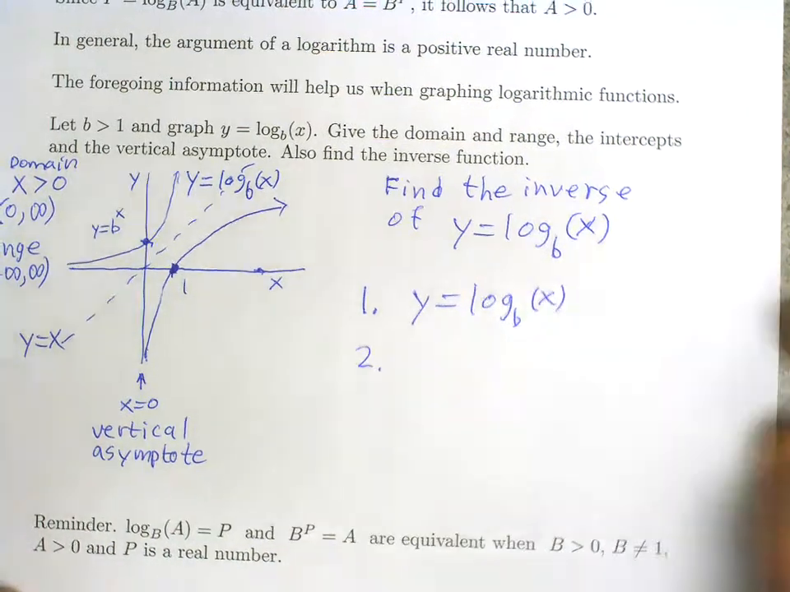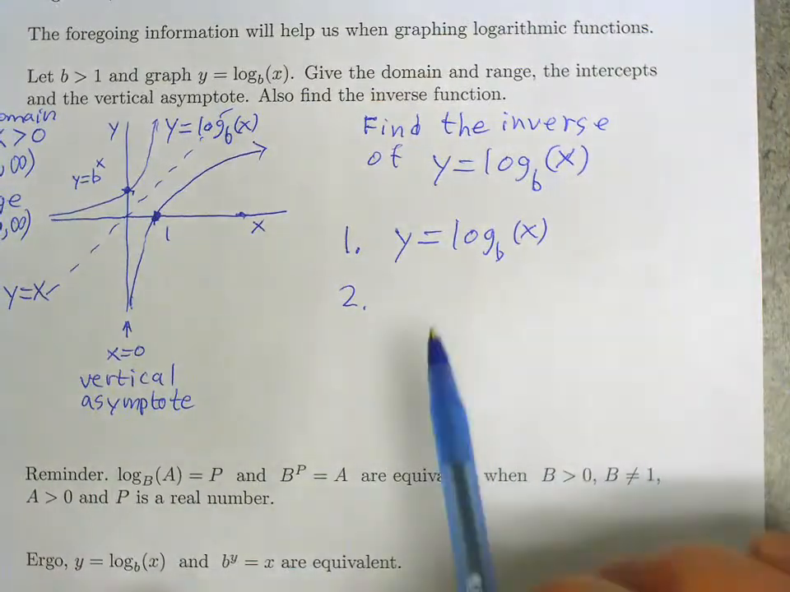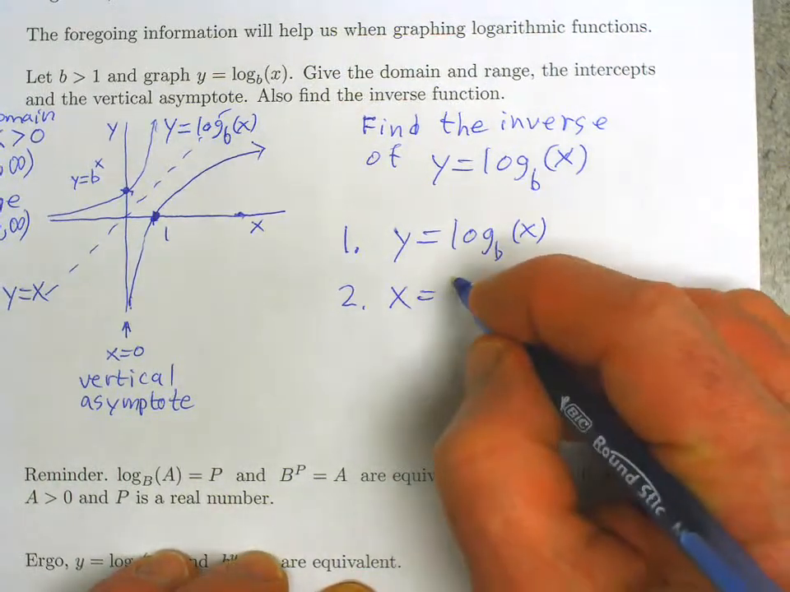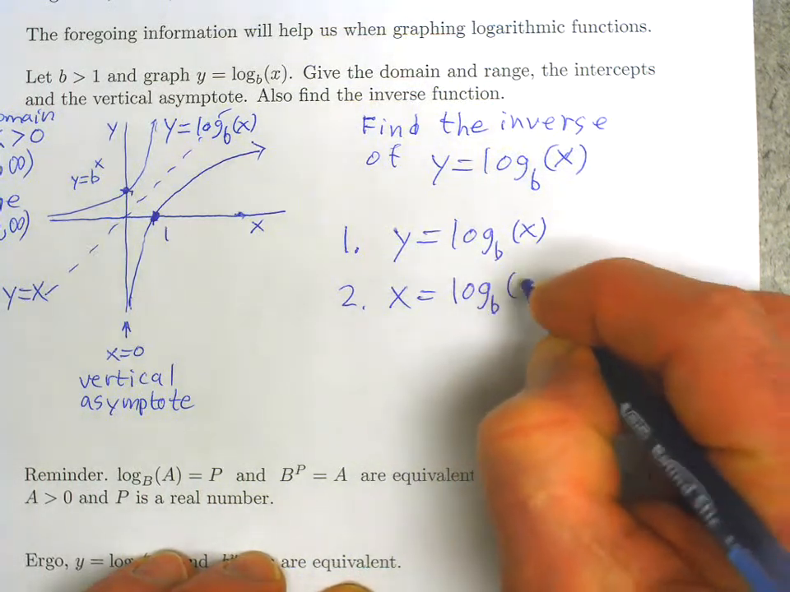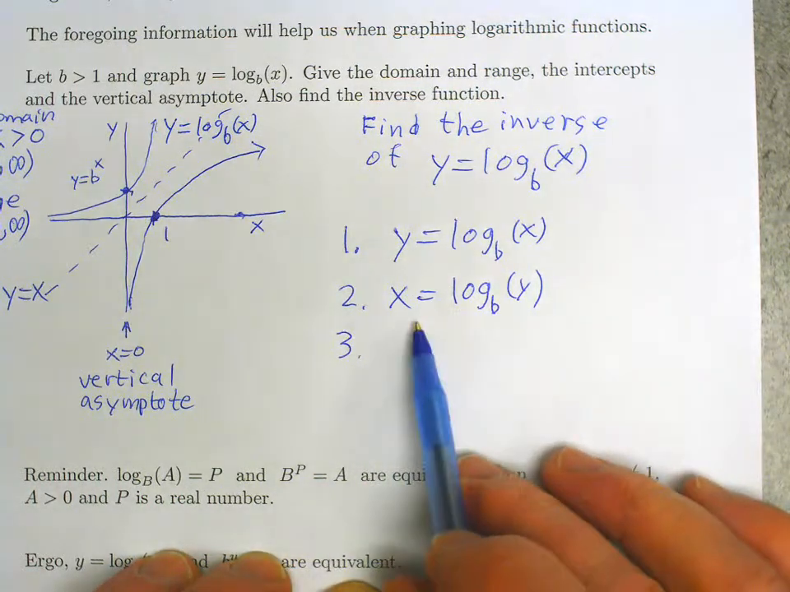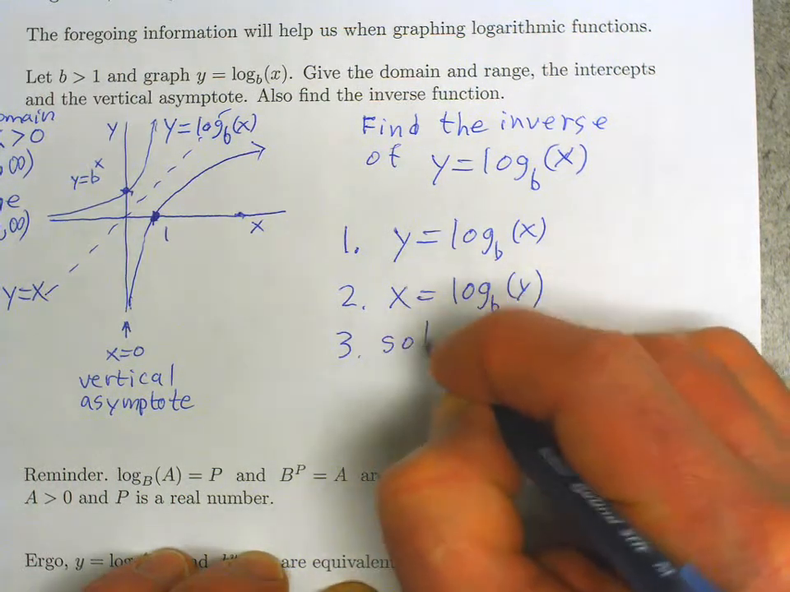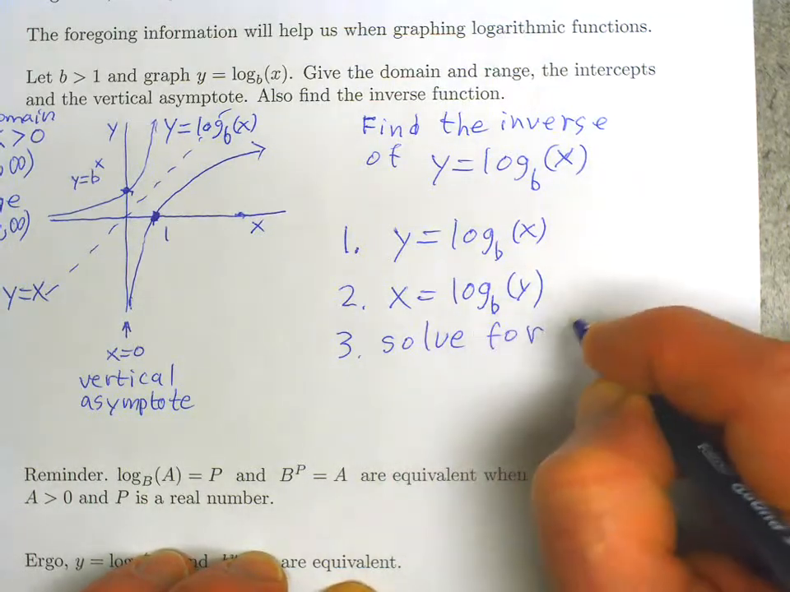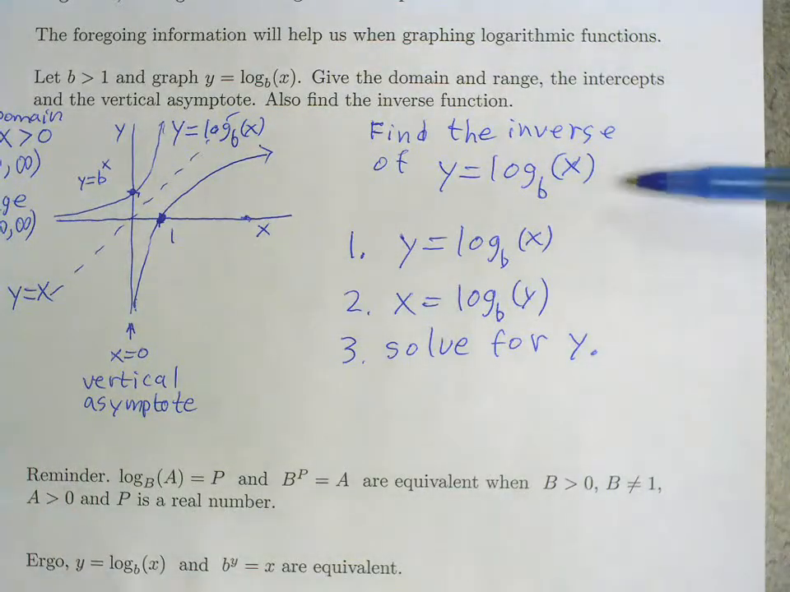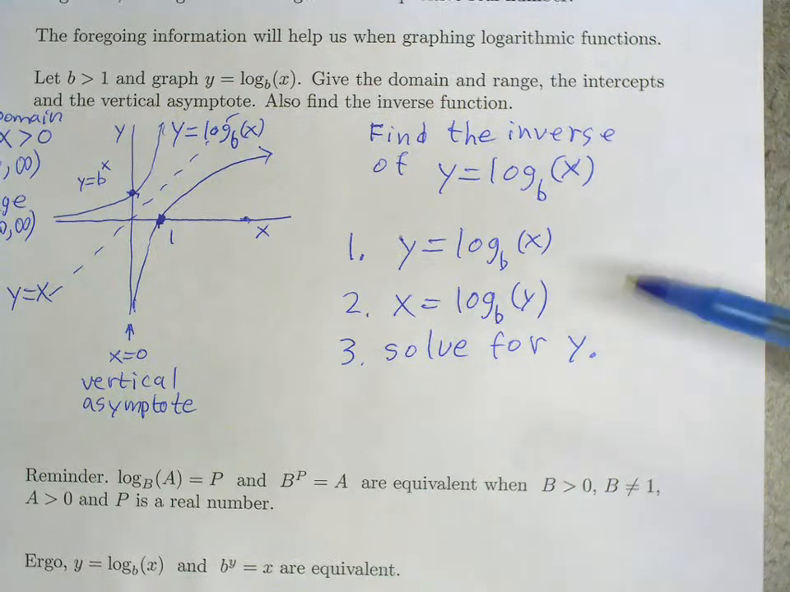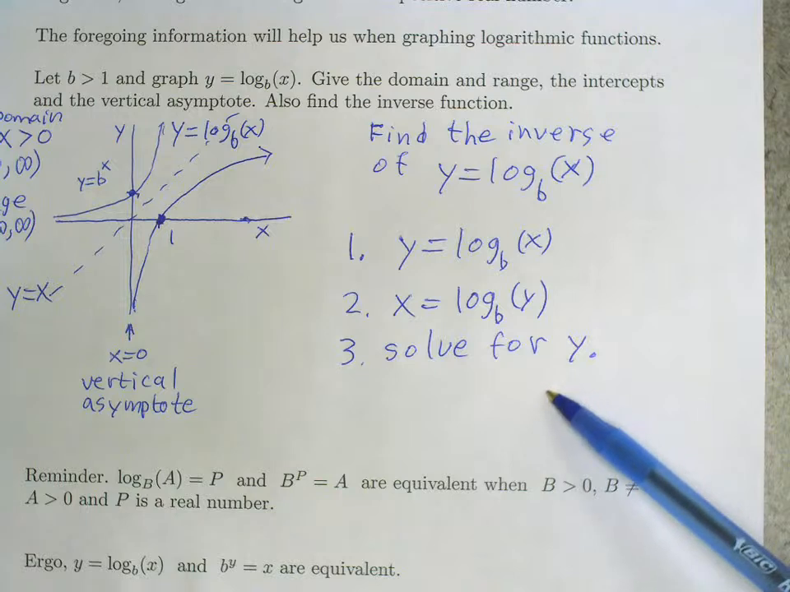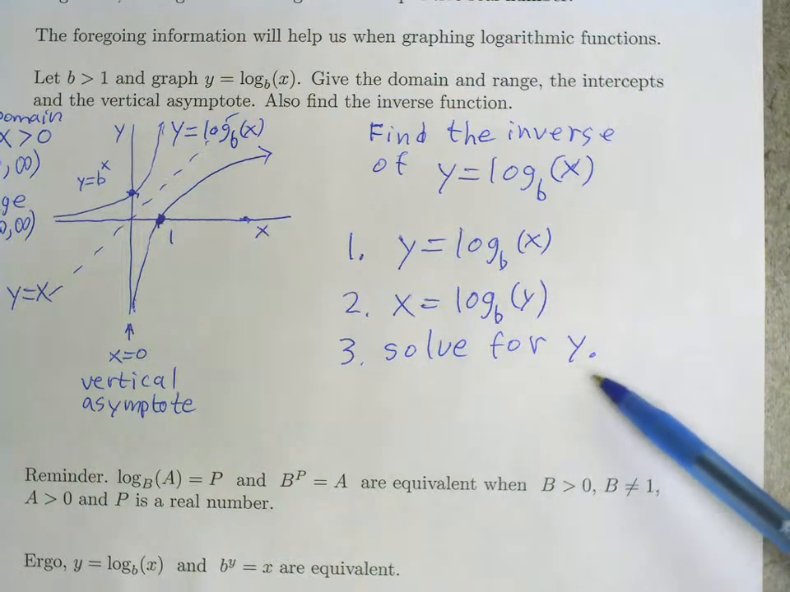Step 2, interchange x and y. That is, replace y with x and replace x with y. And then in step 3, solve the equation in part 2 for y. So regardless of the one-to-one function that you're trying to find the inverse of, after you've interchanged x and y, in step 3 you solve the equation above for y.